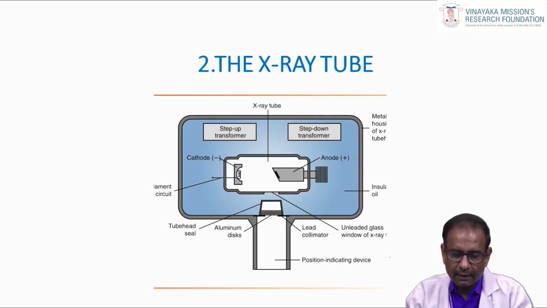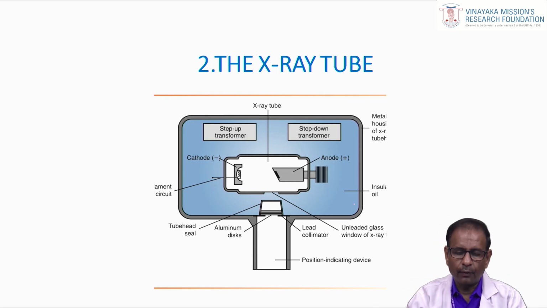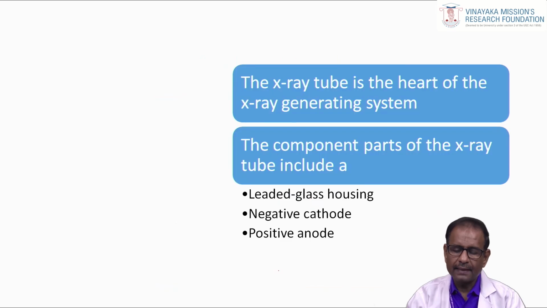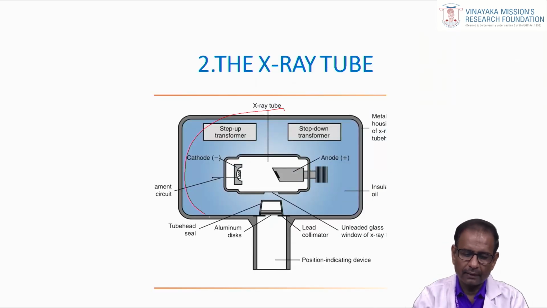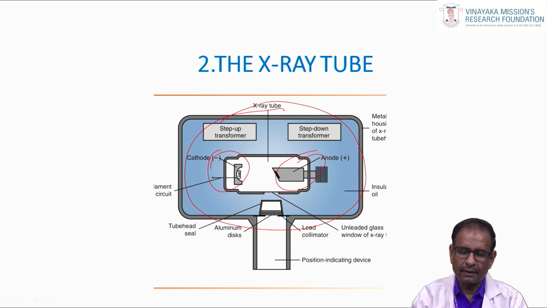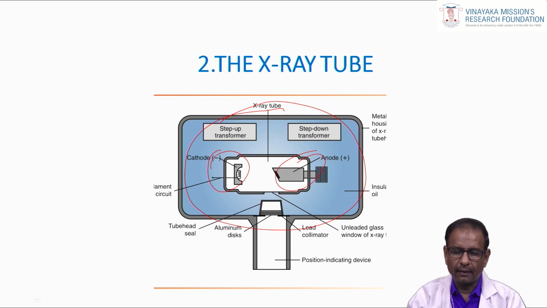Then the second one is the X-ray tube head. Inside that is an outline picture of the X-ray tube. We will discuss it a little later. The X-ray tube is the heart of the X-ray generating system. The component parts of the X-ray tube are the leaded glass housing, the negative cathode, and the positive anode. There are three parts in the X-ray tube. Here is the outline. There is one glass tube. This is the cathode, this is the anode. These are the three main parts in the X-ray tube.